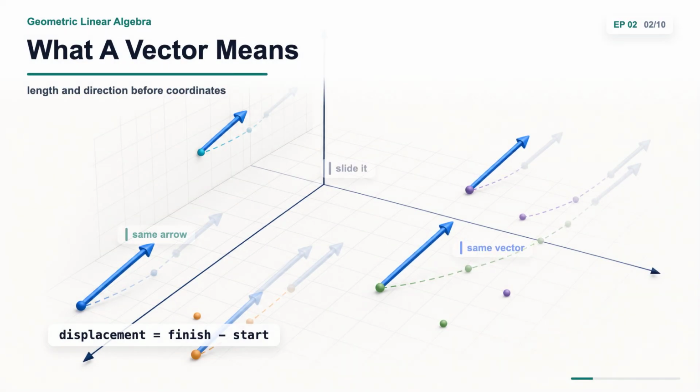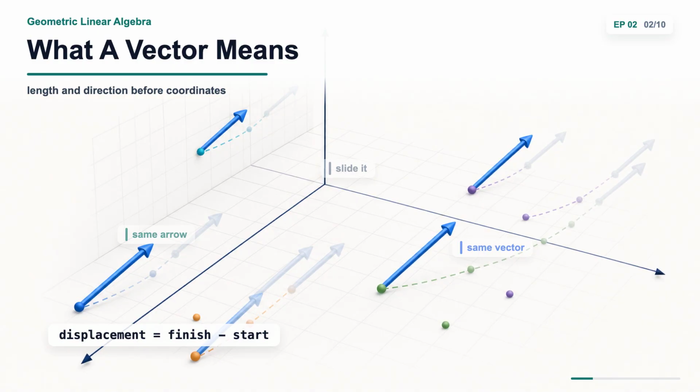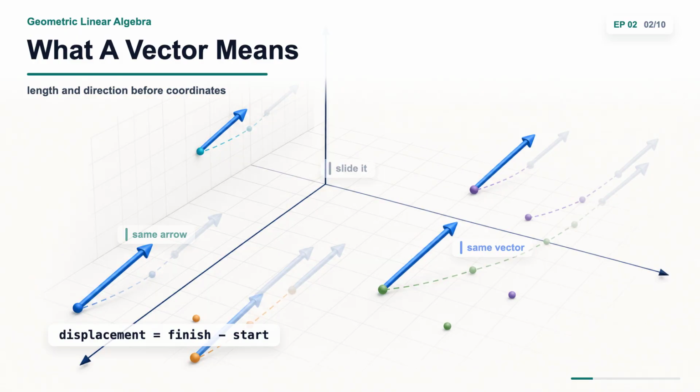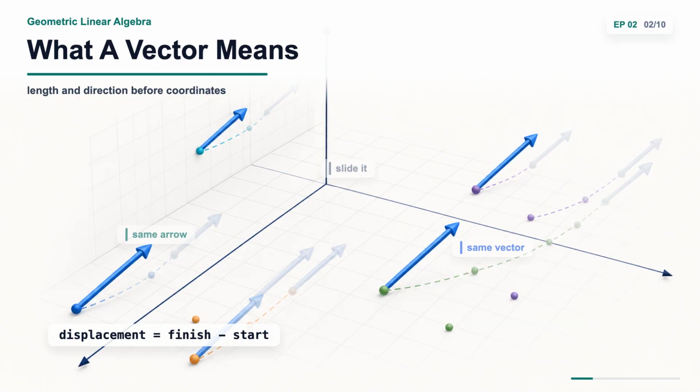Start with the vector. Geometrically, a vector can be a displacement from one point to another, or a free arrow with length and direction. If you slide the arrow without rotating it or stretching it, it is still the same vector. The coordinates only appear after we choose axes. On the standard grid, an arrow might be 3 units to the right and 2 units up. In another set of axes, the same arrow can have a different pair of numbers. The object is the arrow. The numbers are how a coordinate system describes that arrow.